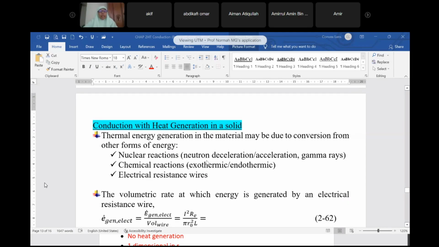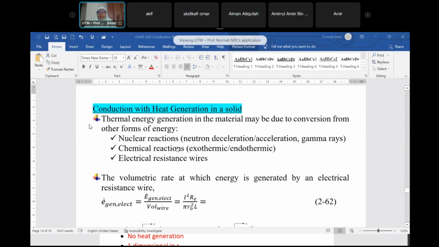The thermal energy generation in a material may be due to conversion from other forms of energy. It could be a nuclear reaction, neutron deceleration or acceleration, gamma rays. The heat generation may be due to chemical reaction, exothermic or endothermic. Exothermic is giving out energy, endothermic is absorbing energy. And it could be an electrical resistance wire, which is quite common in examples in heat transfer.